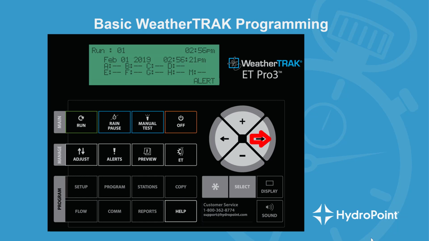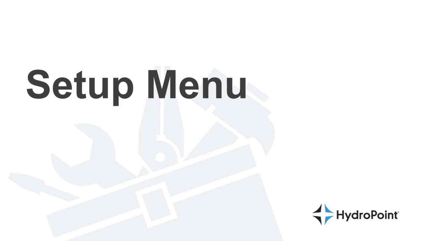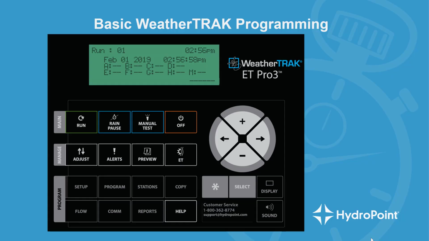Then we're going to use the forward and backward arrows to scroll through the questions on that menu. And once we found the right question, we'll use the plus and minus buttons to scroll through the available answers for that question. So the programming process is find the right menu, then find the right question, then find the right answer. It's as easy as 1, 2, 3. Now the first thing we want to accomplish is on the setup menu.